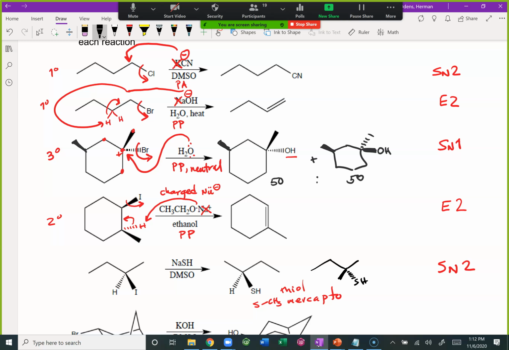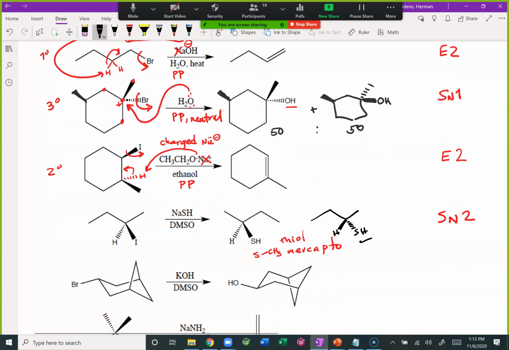And that. But they always try to trick us a little bit. So just make sure that you know that there is inversion of configuration here, 100%, and that you put a new group there. And this molecule is chiral. So you will have one. All right, I forgot to say that this was a secondary alkyl halide.